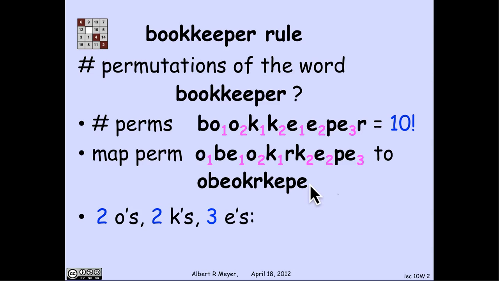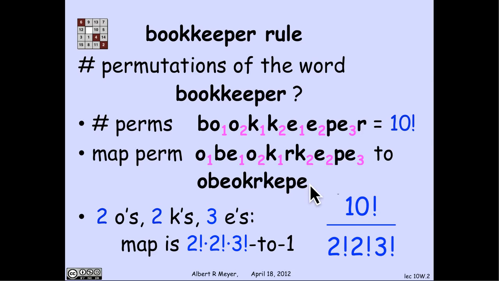The net result is that with 2 O's, 2 K's, and 3 E's, the mapping is 2 factorial by 2 factorial by 3 factorial to 1. And that instantly gives us, by the division rule, that the total number of permutations of the letters in the word bookkeeper is 10 factorial over 2 factorial times 2 factorial times 3 factorial.